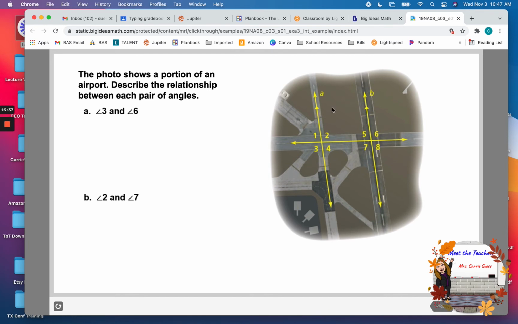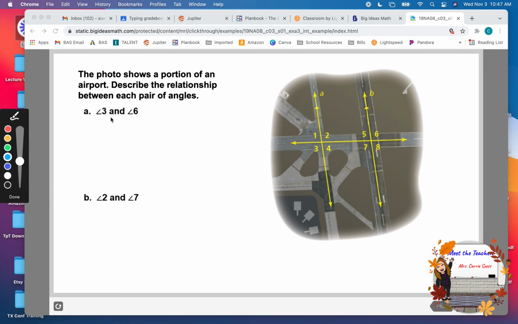So this is a real life example. This is what your freeways can look like and how they measure things. All right, so the photo, oh, this is the airport. Photo shows a portion of the airport. Describe the relationships between each pair of angles. So all of those little vocab words, alternate, interior, exterior, that's what you're going to use to describe things. So let's look at angle, let me get my little pen.